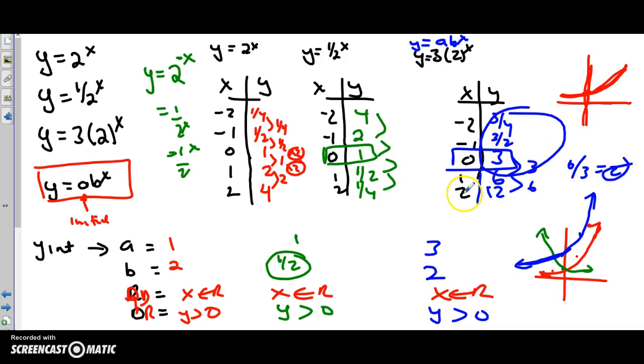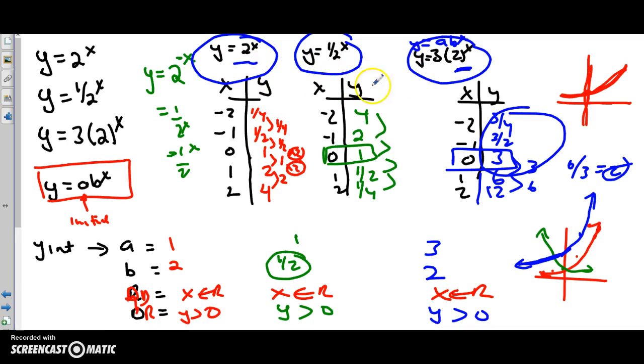Okay, so that's the general properties of exponential functions, and there's a little section in the textbook that goes over what happens when a is this and b is that. This is growth, this is decay, this is growth also. Anytime your b is bigger than 1, it's going to grow, it's going to get bigger. Anytime it's smaller, it's going to get smaller.